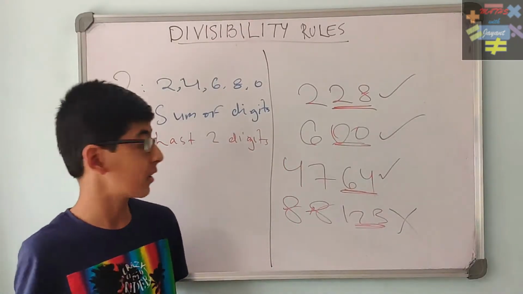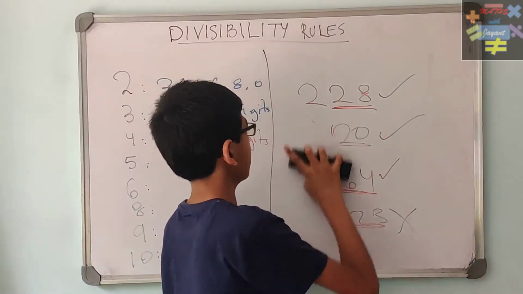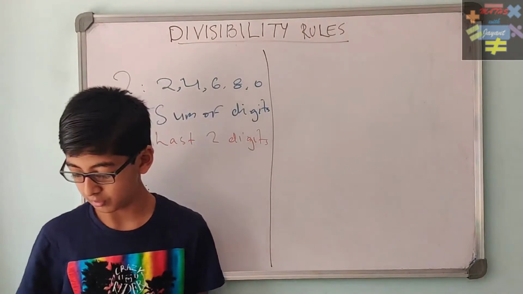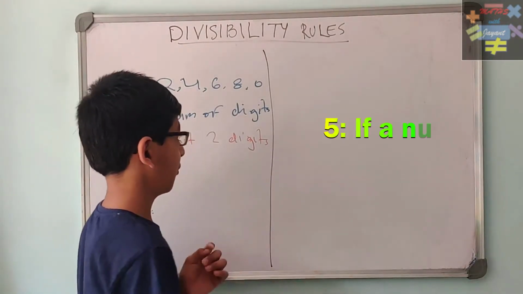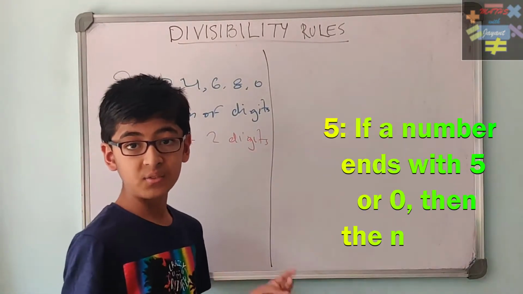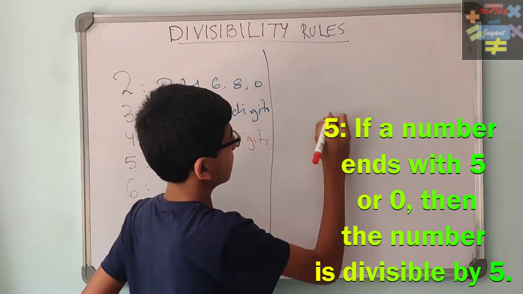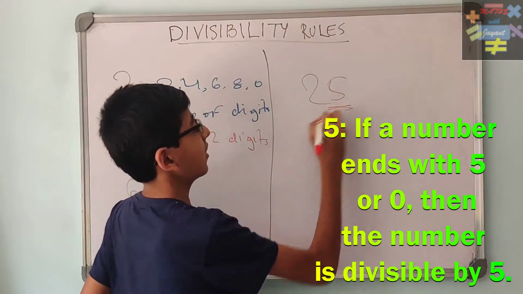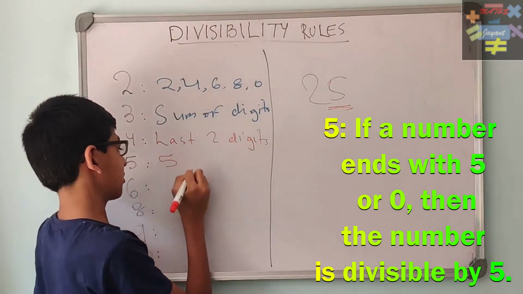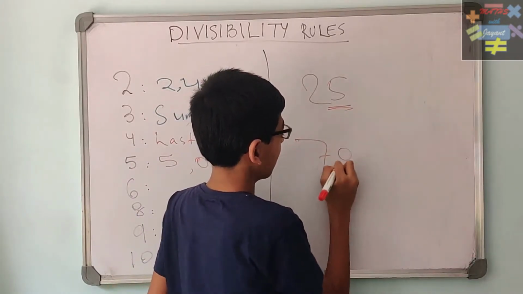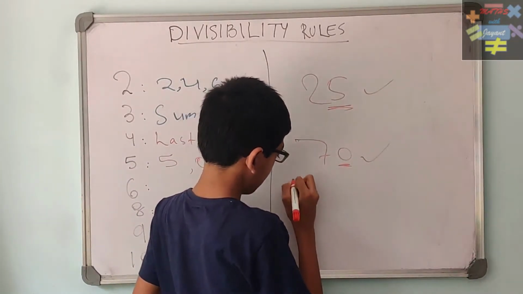Moving on to the divisibility rule for 5. What is the divisibility rule for 5? If a number ends with 5 or 0, like 25 ends with a 5, it is divisible by 5. So it should just end with a 5 or a 0. Now 70 ends with a 0, divisible by 5.